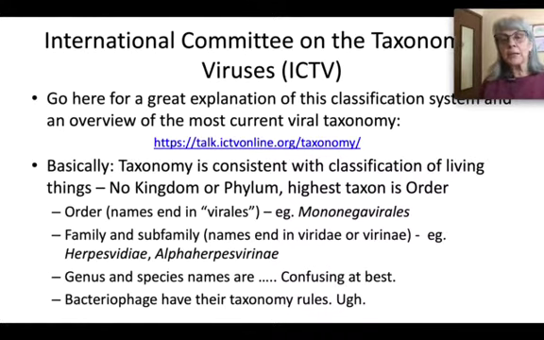Family or subfamily, the end of the word will end in viridae or virinae. So if you see that at the end of the word, you'll know that that is the family of a virus, okay? Genus and species names are confusing at best because unlike binomial nomenclature, using Latin or Greek derivatives, the genus and species names of viruses are given letters and numbers, okay, or very common names. And I'll talk about that in a second here.